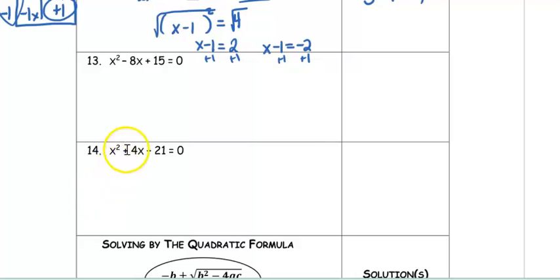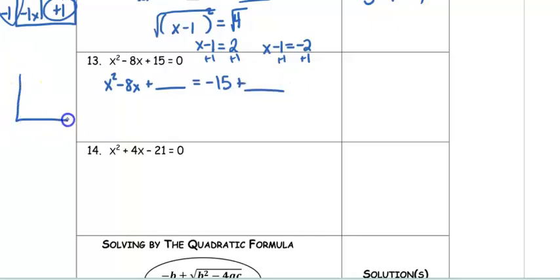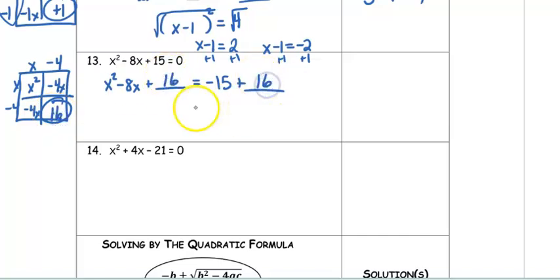Let's try another like that. So on 13, I want to get the c value away because I want to be able to choose my own. So I'm going to subtract the 15 so it moves to the other side. So let's find the number that completes the square. So I put x squared here. I take the minus 8x, I divide it by 2, so I get negative 4x and negative 4x. That's x minus 4, x minus 4. To find the number that completes the square, I'm going to take negative 4 times negative 4. That's positive 16. So I put a plus 16 on both sides to keep it balanced.